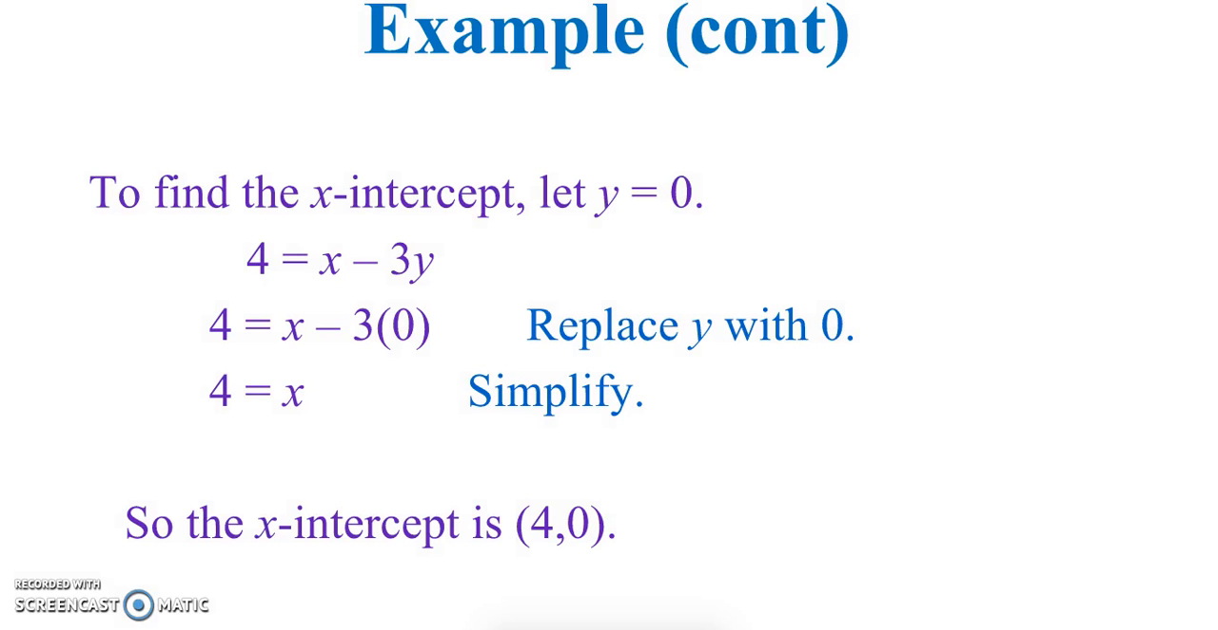Now I need my x, so I'm going to make y 0, and I'm going to do the same thing. I'm going to simplify. The joy with zeros is it cancels everything out. So I get x equals 4. So I know I'm going to cross my x-axis at 4, and I'm not going to move anywhere up the y. So (4, 0) is my ordered pair.